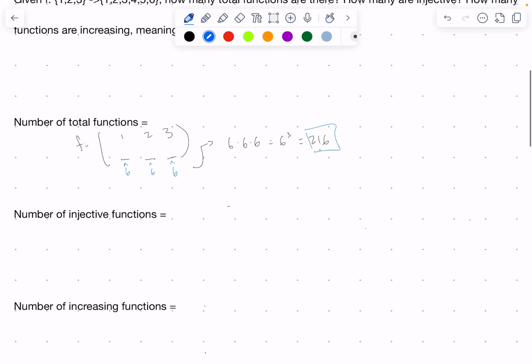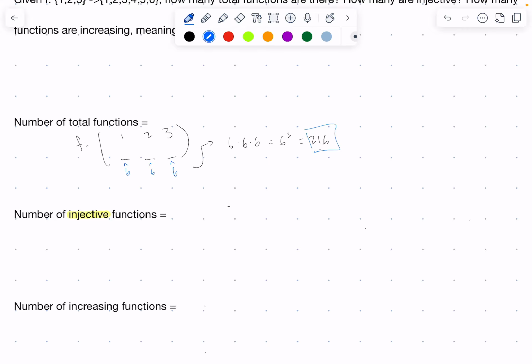For the next question, we ask the number of injective functions. So here the keyword is, of course, injective. Looking at our textbook definition, we can recall that a function is injective if every element of the codomain is the image of at most one element from the domain. Injective functions do not have repeated elements from the codomain in the range, but may have missing elements.